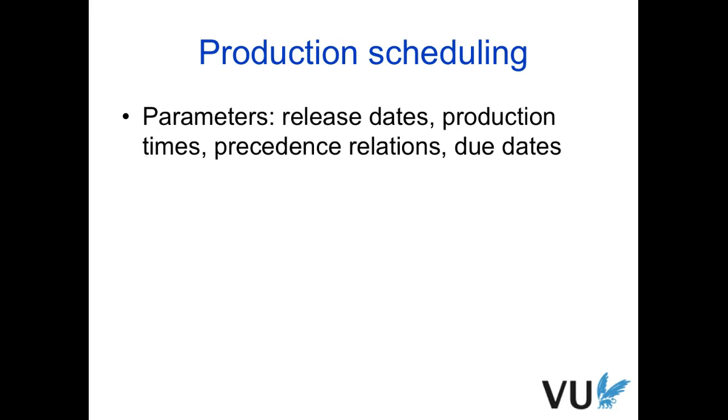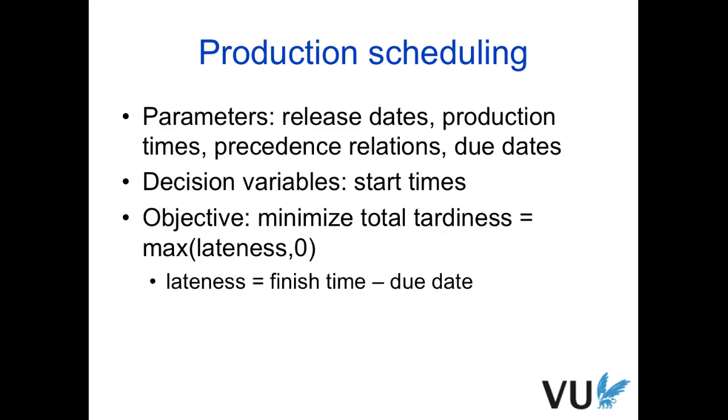So what do you have? Well, you have a number of jobs, and these jobs are characterized by their release date. You cannot start working on them before their release date. The length of their production times, possibly on different machines. There are precedence relations, so in which order should they go from machine to machine, and their due dates, when should they be ready. So the decision variables in these optimization problems are the start times. And the objective, there can be different objectives, but one objective that we use is the tardiness, and we would like to minimize the total tardiness.